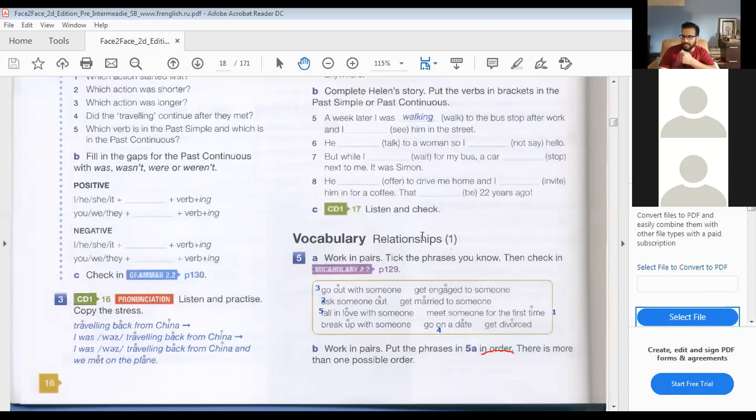Get engaged to someone. Get engaged. What's the meaning of engaged? Can you explain it, Malak, without saying it in Arabic? I will try. Engaged is when someone wants to marry somebody, he asks her to get engaged before marriage, to know each other. Yes, that's enough. Yes, that's correct.